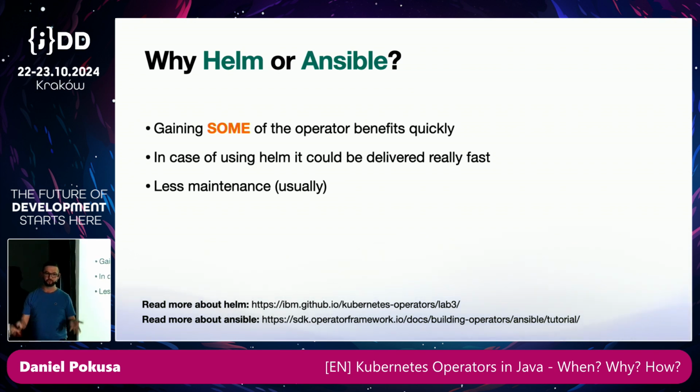In one day or two days you can do it for the enterprise, except banks, because then it will take six months, but not because that takes you six months. The approval process will take about that. In case of using Helm, it could be delivered really fast. That's what I said. And less maintenance, because you can regenerate the operator if needed, and that will just work.